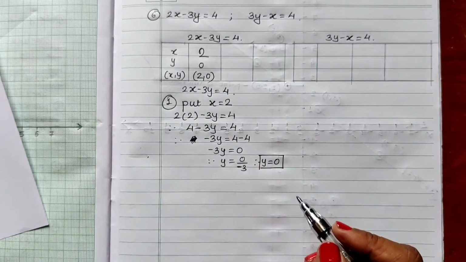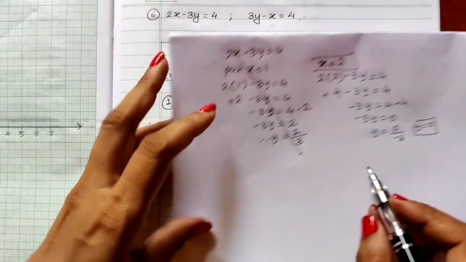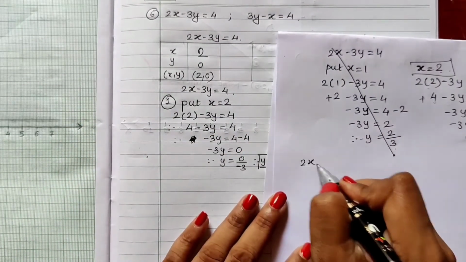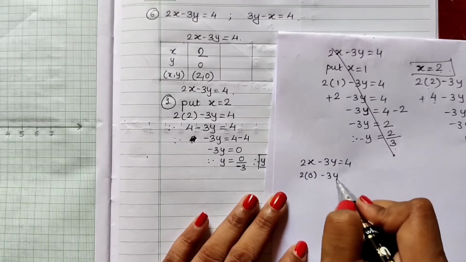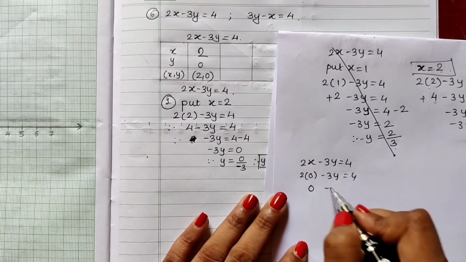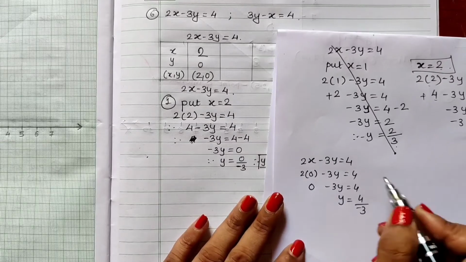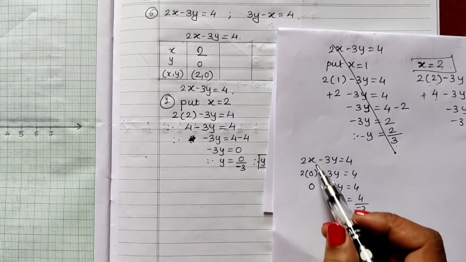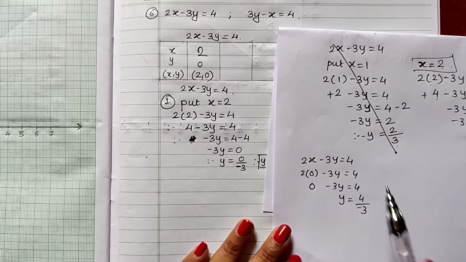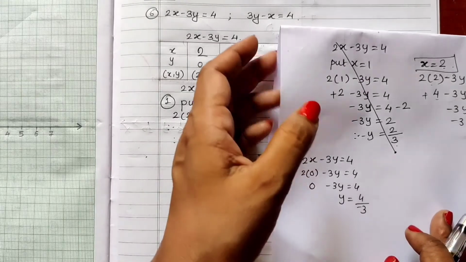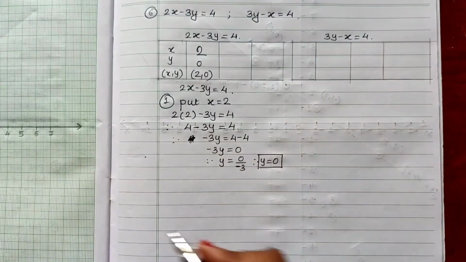Now let us take another value of x. If you take x is equal to 0, what will be your answer? 2x minus 3y is equal to 4. So here x is equal to 0, I will put minus 3y is equal to 4, since 2 into 0 will be 0. That means y is equal to 4 upon minus 3. Again the answer will be in decimal fraction, so we cannot take x is equal to 0. We will have to take the value of x so that we get the y value properly. So I will be taking minus 1. Okay, put x is equal to minus 1.